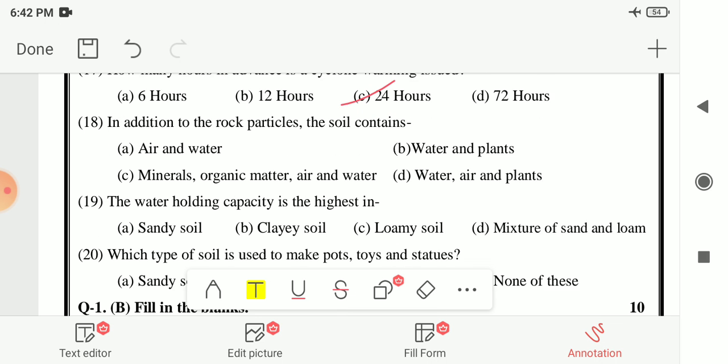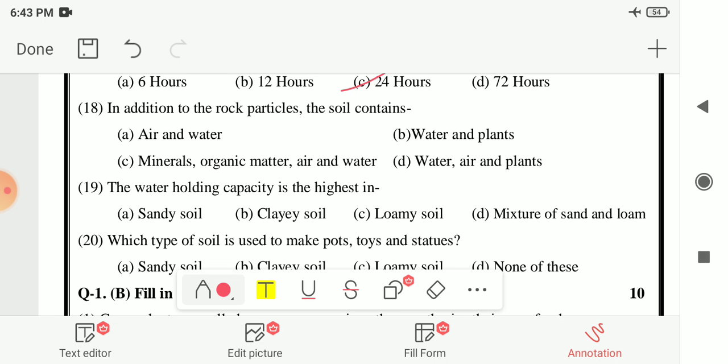Next, 18th number, in addition to the rock particles, the soil contains dash. The options are A, air and water; B, water and plants; C, minerals, organic matter, air and water; and the option D is water, air and plants. So here your answer is option C. With rock particles, the soil also contains minerals, organic matter, air and water.